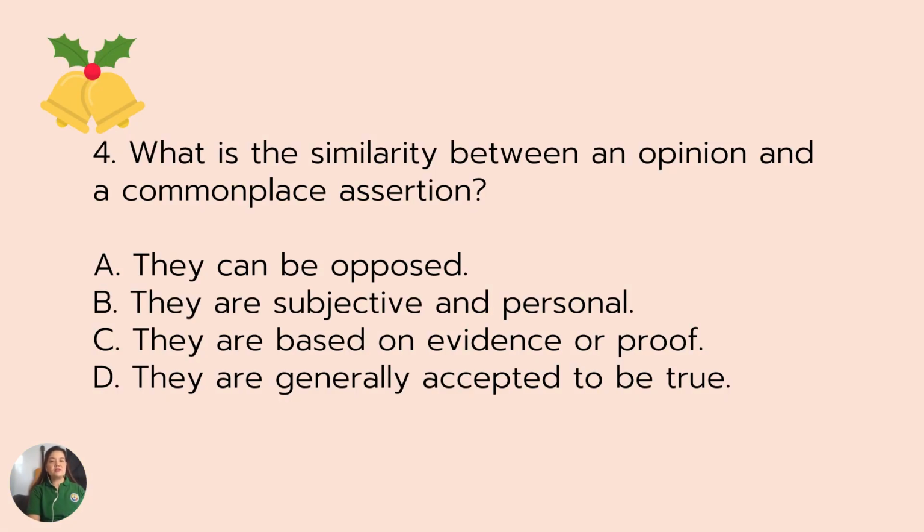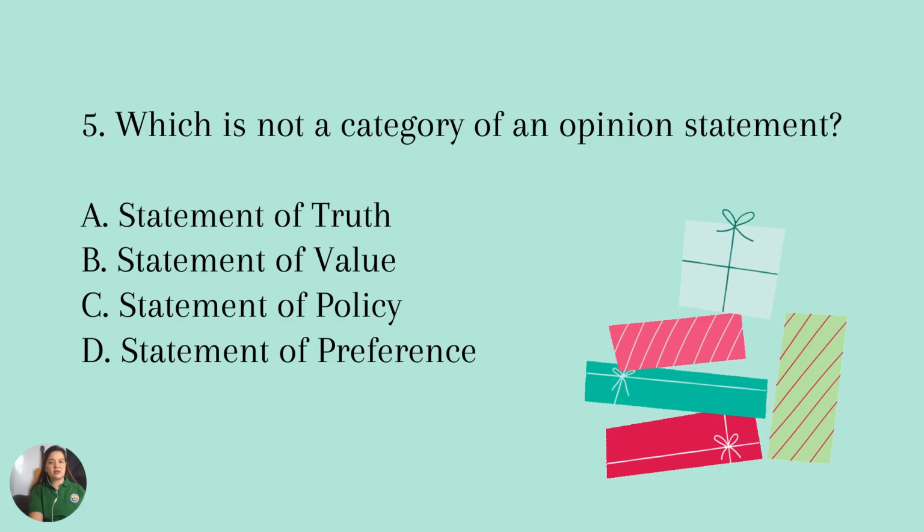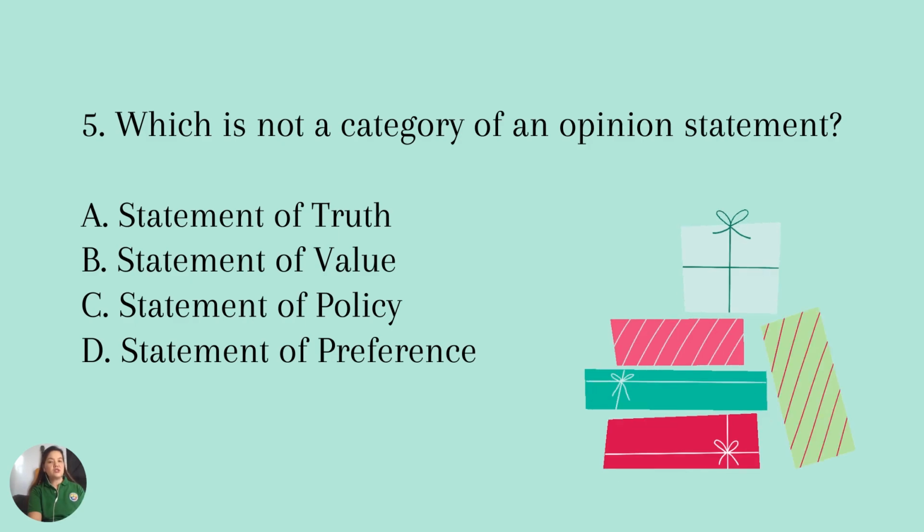Number 4. What is the similarity between an opinion and a commonplace assertion? A. They can be opposed. B. They are subjective and personal. C. They are based on evidence or proof. Letter D. They are generally accepted to be true. Number 5. Which is not a category of an opinion statement? A. Statement of truth. B. Statement of value. C. Statement of policy. D. Statement of preference.